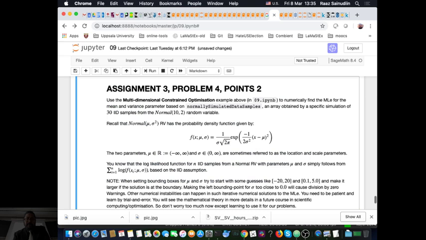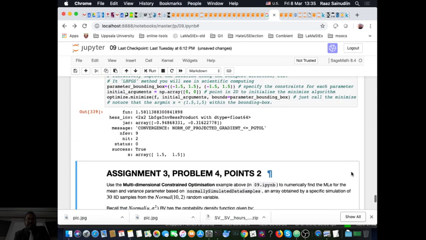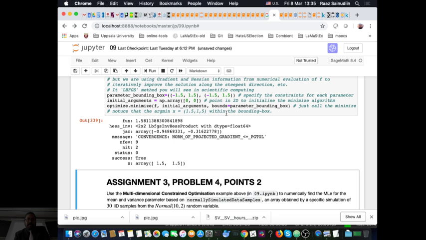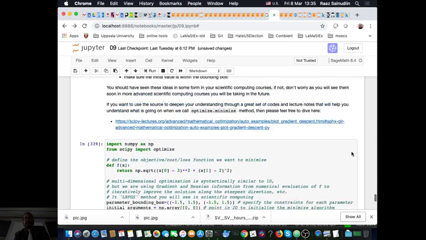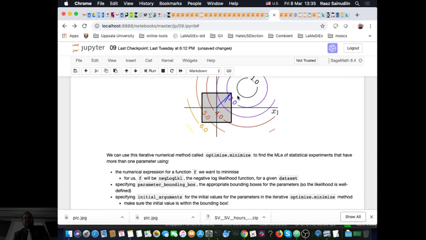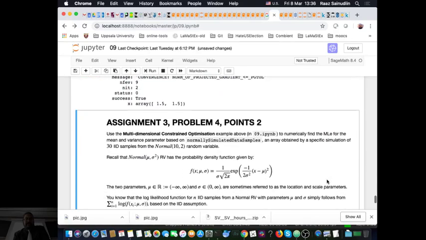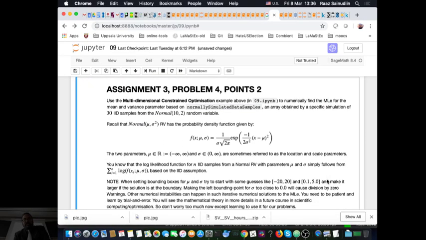So here is our example. We do exactly this, except we call this function optimize.minimize, okay? And it's giving me an answer. It's finding the minimum at 1.5, 1.5, which is exactly the corner of that box, right? It makes perfect sense because this is the lowest contour, symmetrically around the center, that intersects with this box.